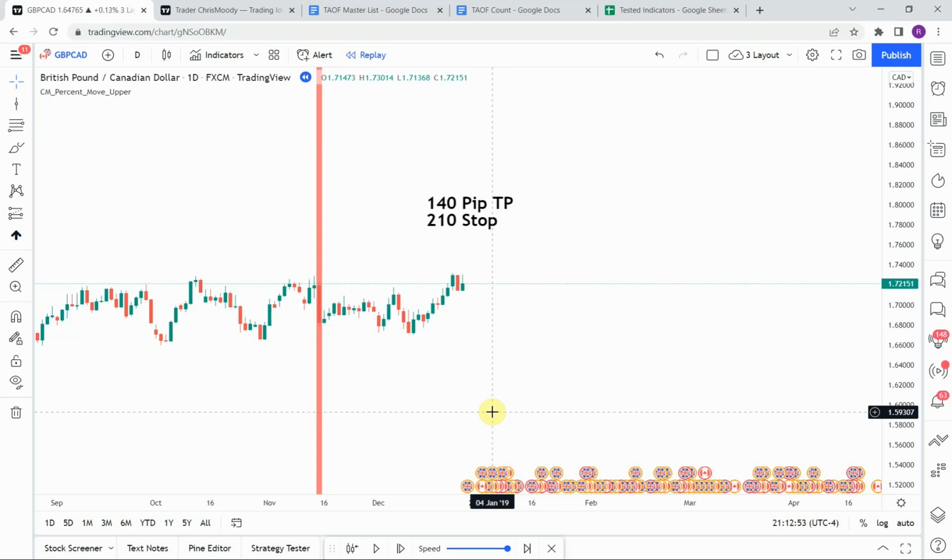Today we will be testing the CM% move upper indicator.